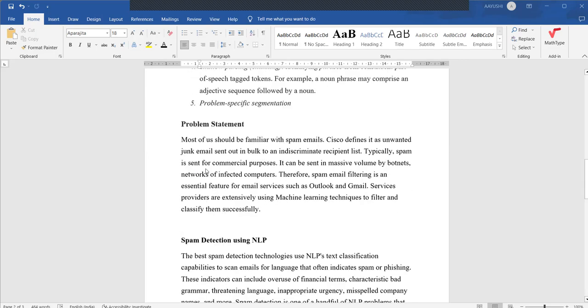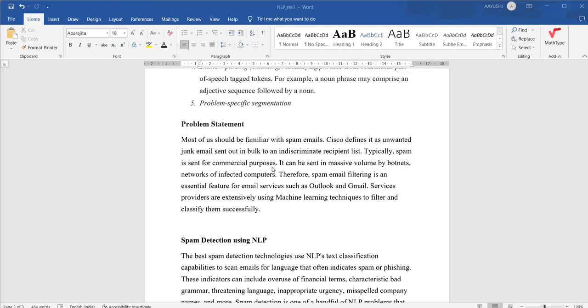Now discussing the problem statement. Most of us should be familiar with spam emails. Cisco defines it as unwanted junk email sent out in bulk to an indiscriminate recipient list. Typically, spam is sent for commercial purposes. If we check our email inboxes, the spam messages are already stored in the spam folder. How is it done?